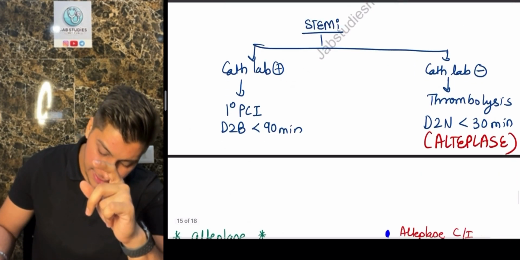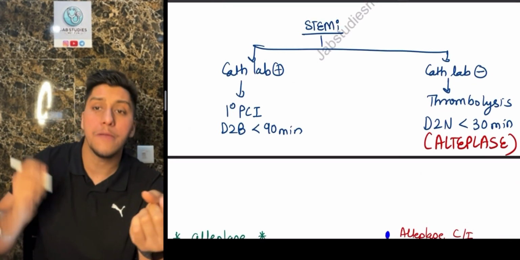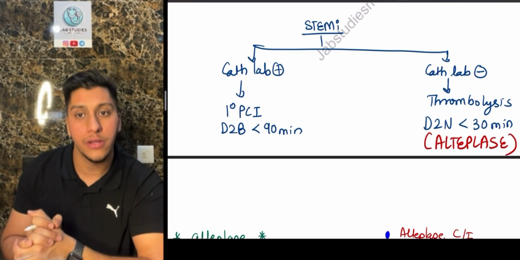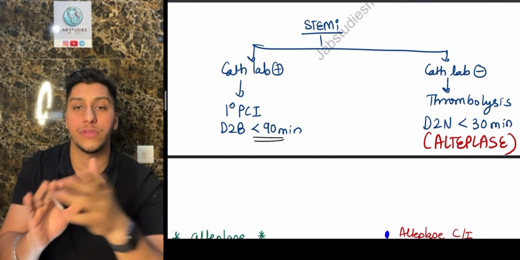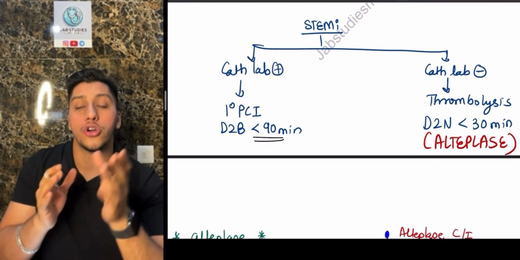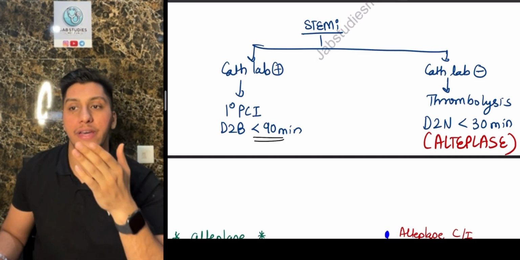To summarize, in STEMI, if your patient has the cath lab facility available, you will do primary percutaneous coronary intervention. Door to balloon time will be within 90 minutes. If you don't have the cath lab, you have to do thrombolysis. Door to needle time for the thrombolysis is within 30 minutes. Most commonly done will be alteplase.